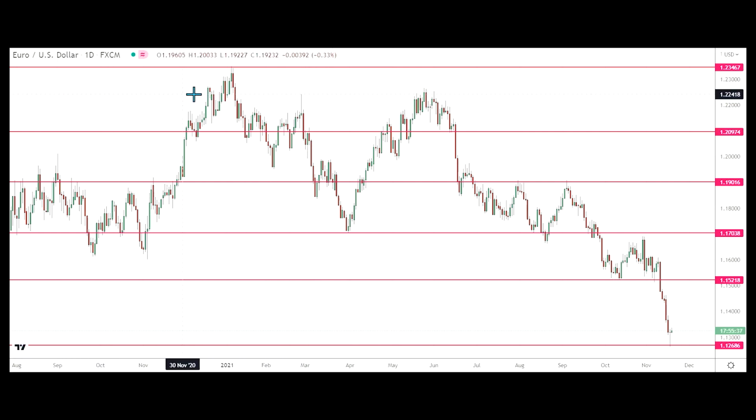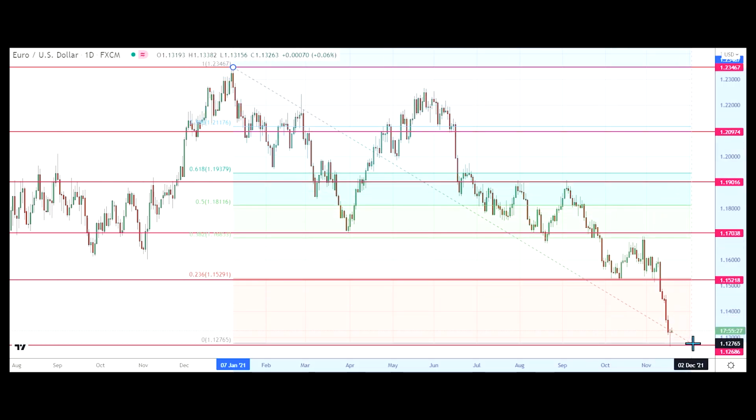So let's do the Fibonacci retracement. We don't start from the bottom up since it's going down. We start from the top to the bottom. So the top is right here, which is the peak. And then we look at the trough.